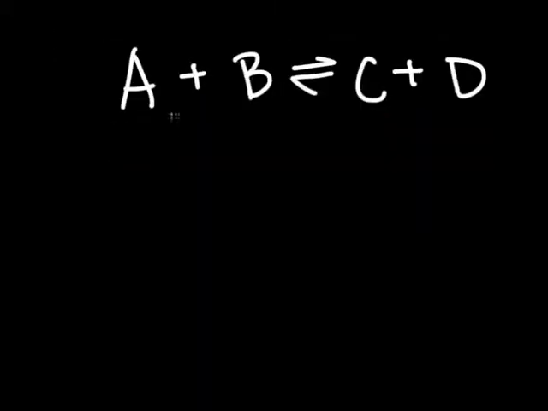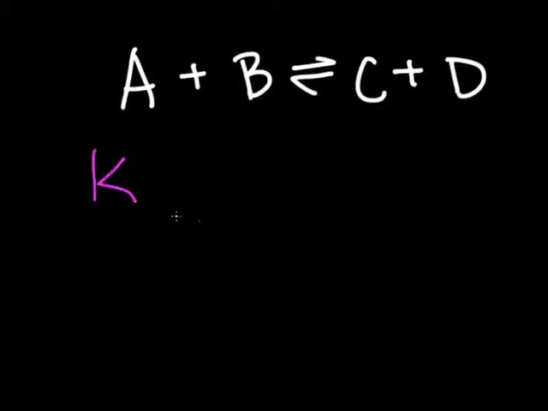Let's start with an example. Let's suppose we had some arbitrary reaction where reactants A and B go to C and D, and this reaction is reversible, so the reverse reaction, C and D, would create A and B.